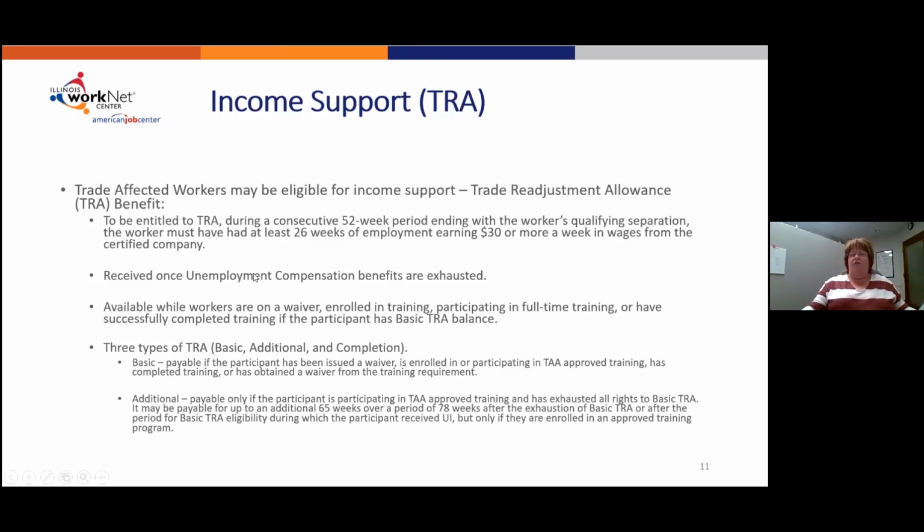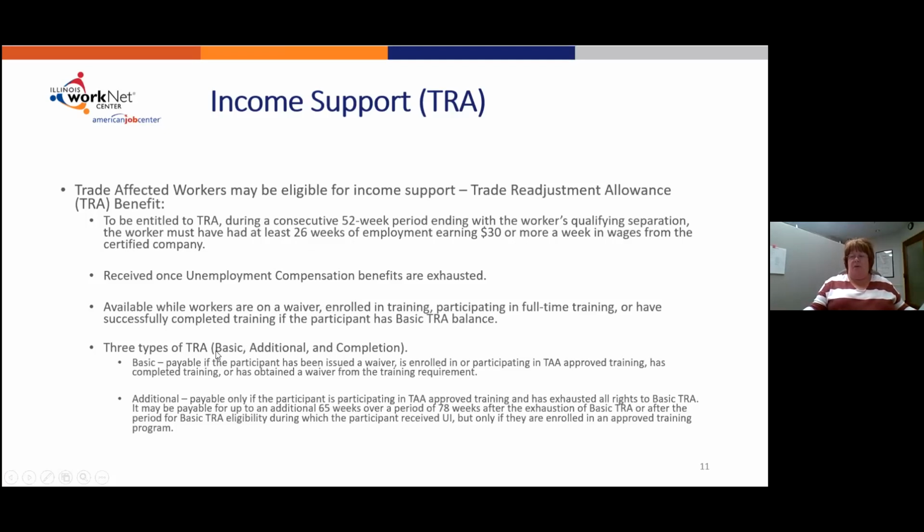To be entitled to it, they have to make a certain wage within a certain number of weeks of employment. All of the determinations for eligibility for TRA are made by IDES. We do not try to advise people on any of this because we are not aware of all of the rules related to it. So we refer people to IDES to get all of that information.